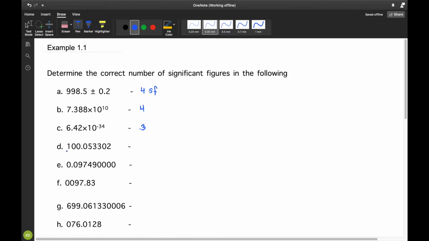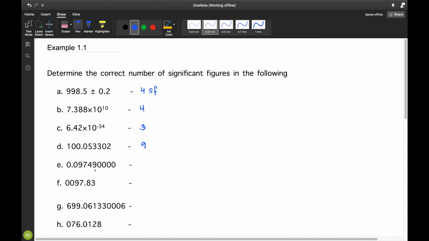Letter D, you'll have 1, 2, 3, 4, 5, 6, 7, 8, 9 significant figures. So I've included the three zeros here, even this fourth zero here. From rule number 2, zeros appearing between non-zero digits are significant.